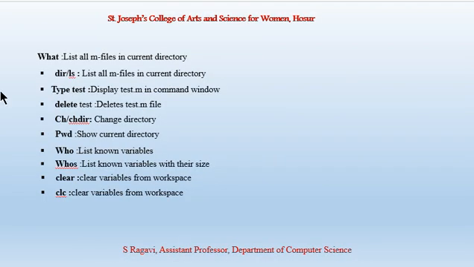Next, let us see some of the basic commands. What command lists all the M files in the current directory? dir lists all M files in the current directory. type test displays the test MATLAB file in the command window. delete test deletes the test MATLAB file. chdir helps to change the directory. pwd shows the current working directory.